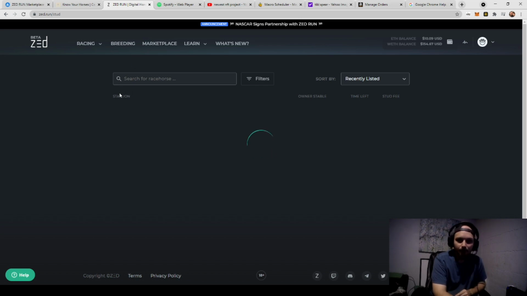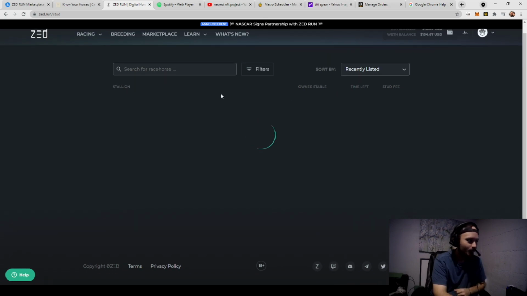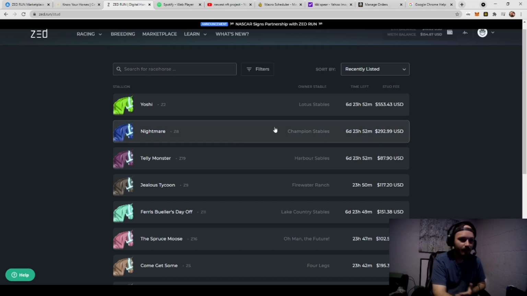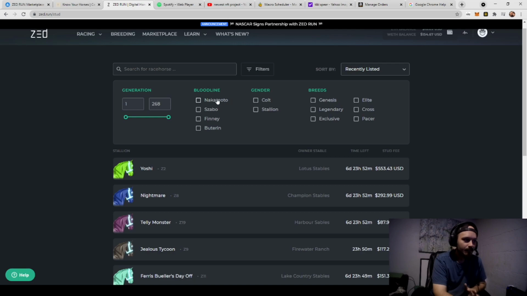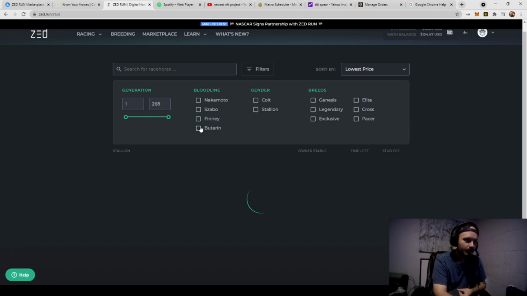And this is where your horse will go when you put him into stud, as long as it loads, that is. Let's see here. Alright, so we have this open here, and you can see on the right the stud fees. Now these fees do go by basically the rarity of the horse, with Nakamoto and Zabo being the rarest bloodline of horses. We can filter by lowest price.